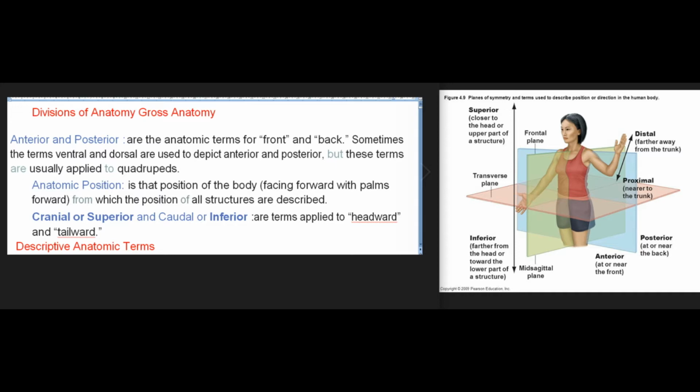Sometimes the terms ventral and dorsal are used to depict anterior and posterior, but these terms are usually applied to quadrupeds. Anatomic position is that position of the body, facing forward with palms forward, from which the position of all structures are described. Cranial or superior and caudal or inferior are terms applied to headward and tailward.